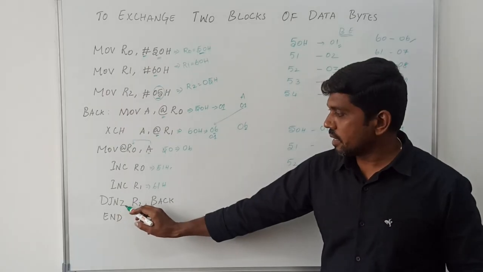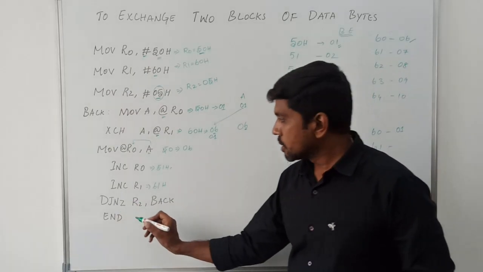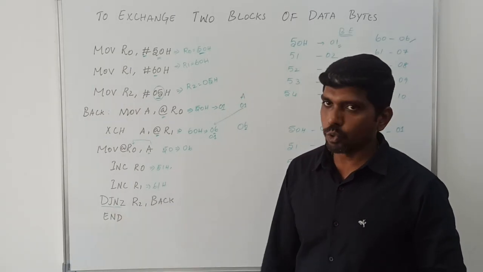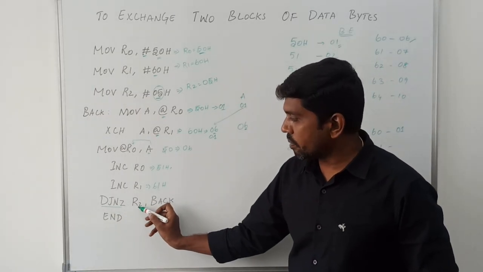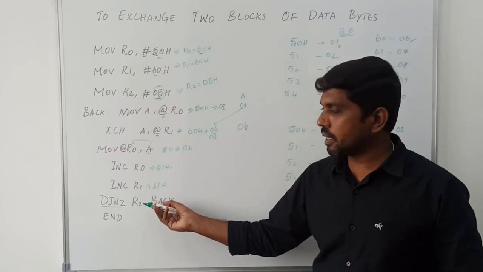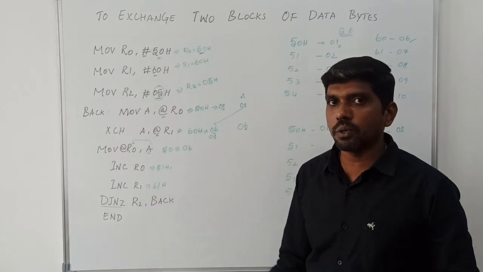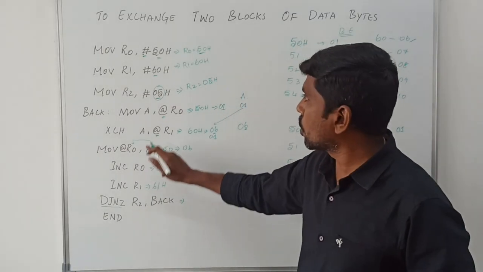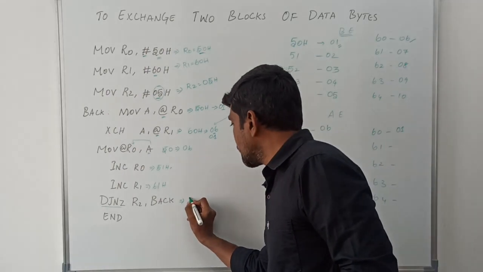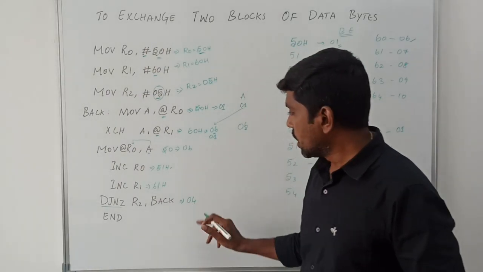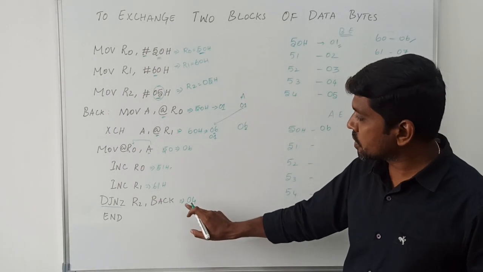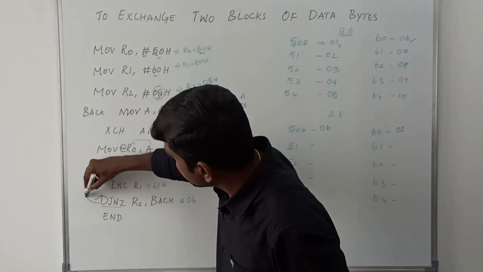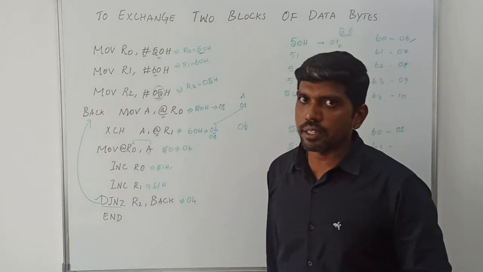Then DJNZ R2, back. This DJNZ represents decrement and jump if not zero. So decrement the R2 value, then check whether this R2 value is zero or non-zero. First you decrement the R2 value. The R2 value is 05. After decrement, this value goes to 04. It's a non-zero value. If this value is non-zero, the condition is true, and the program counter goes back to the location.